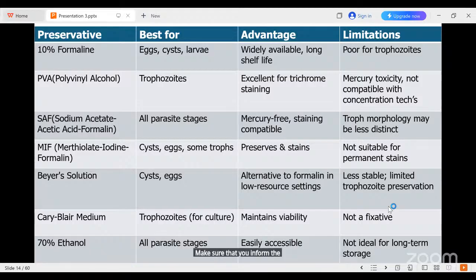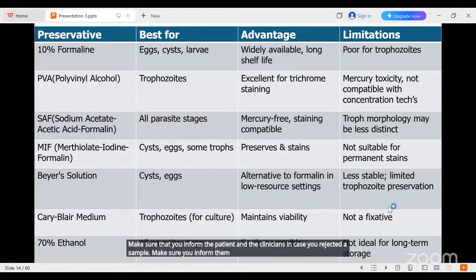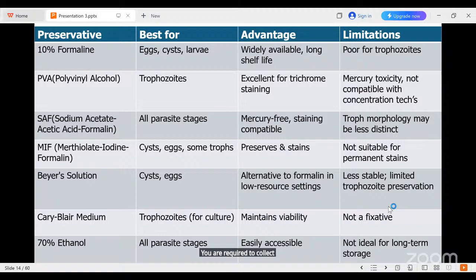Now, if you reject a sample, before we go to the next slide, make sure that you inform the patient and the clinicians in case you rejected a sample. Make sure you inform them. Tell the patient you have rejected a sample because of A, B, C, D. You are required to collect another sample. Inform the clinician in time.